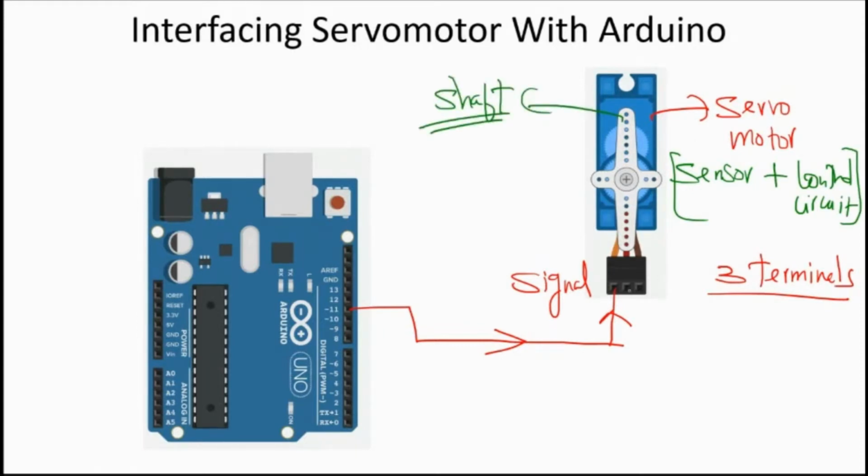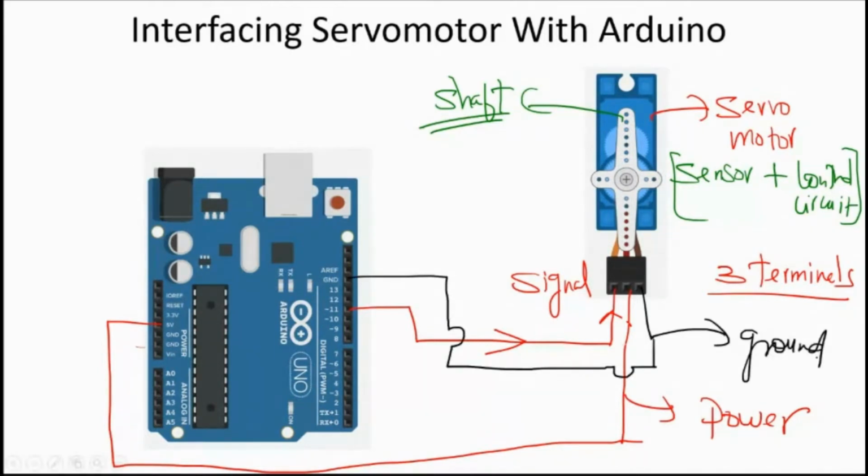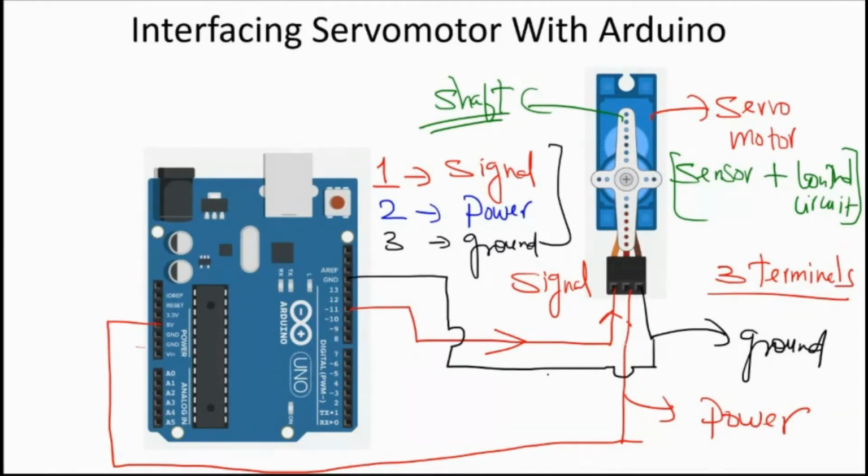The second one is of course the power supply line. So you can just take your plus 5 volt and connect it there. So this is my power line. Third one is of course the ground line. So this you can take from any ground. So it is a pretty straightforward and simple connection which has only 3 terminals. First one is the signal line. Second one is the power line, and third line is the ground line. The signal line is the one which expects the input for rotating this shaft at a specific angle.